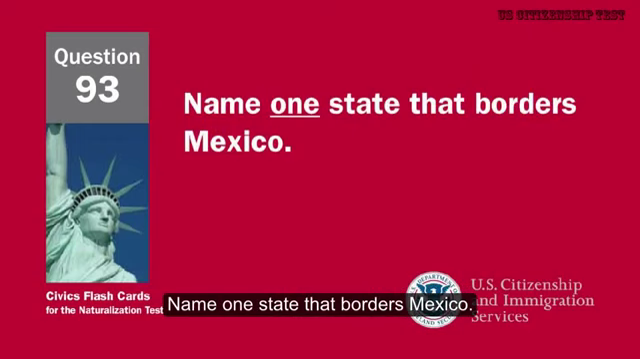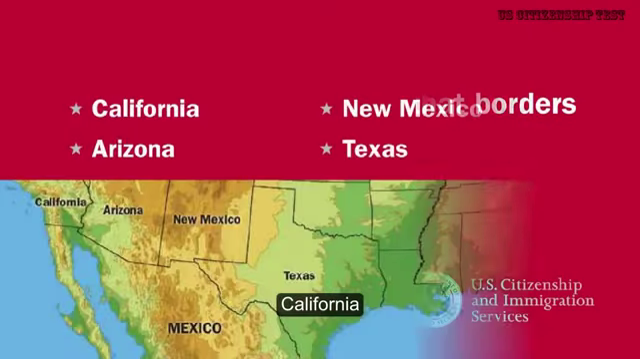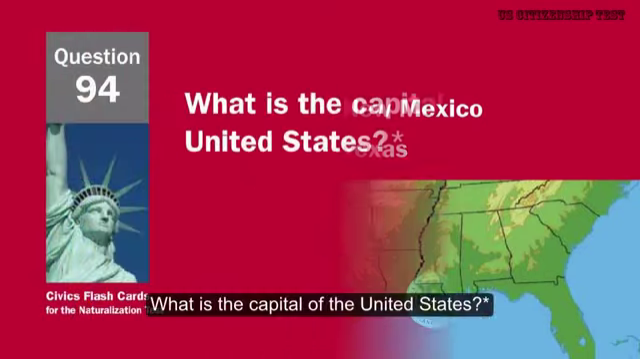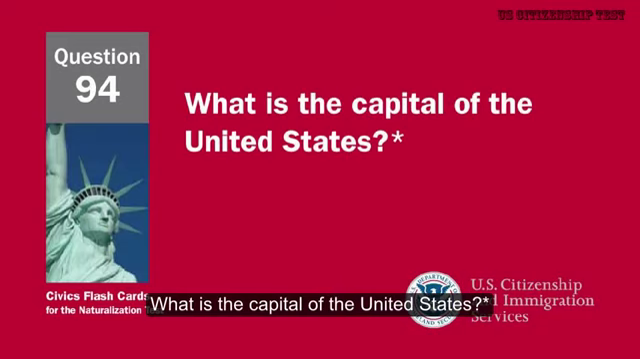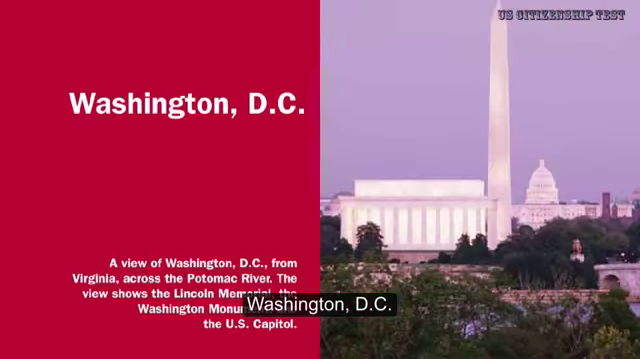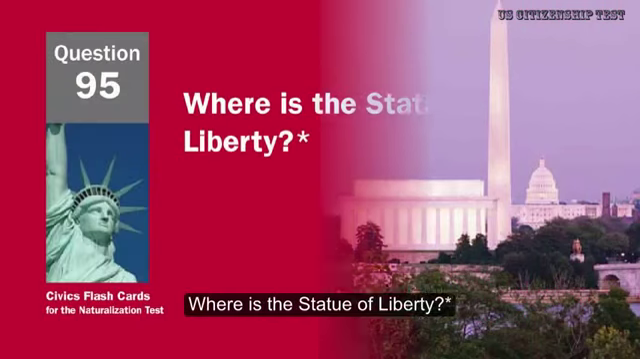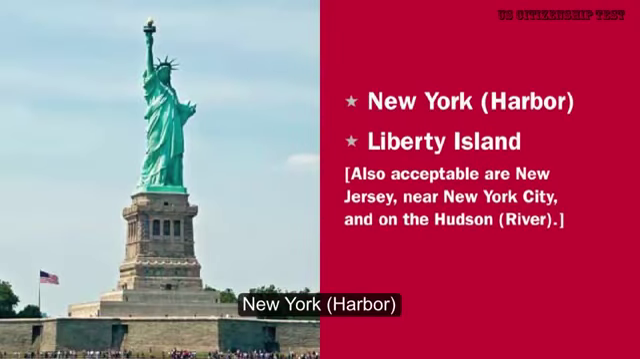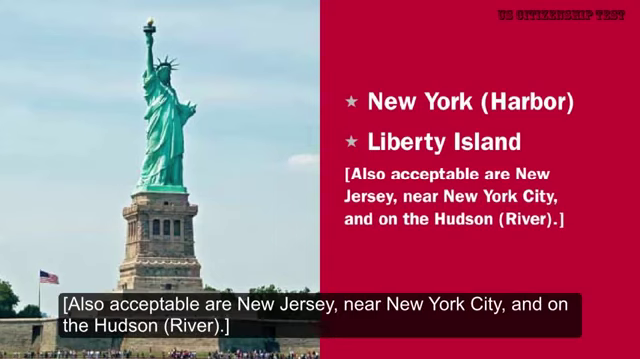Name one state that borders Mexico. California, Arizona, New Mexico, Texas. What is the capital of the United States? Washington, D.C. Where is the Statue of Liberty? New York Harbor. Liberty Island. Also acceptable are New Jersey, near New York City, and on the Hudson River.